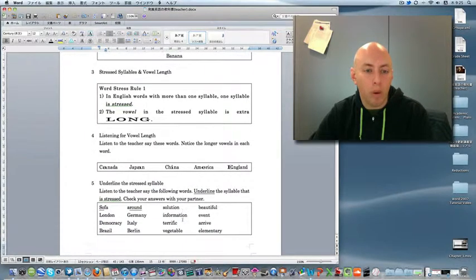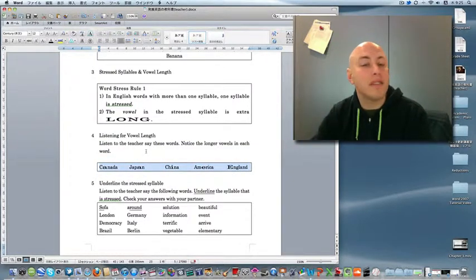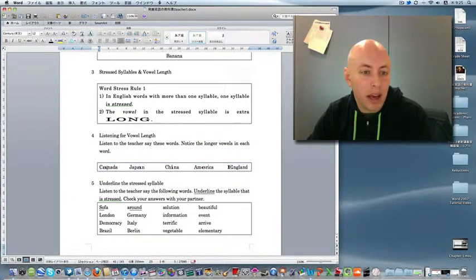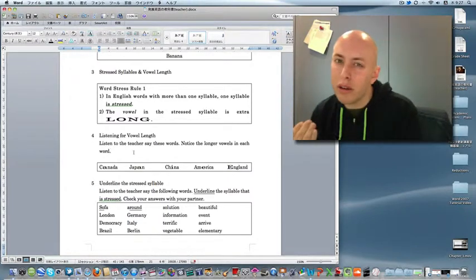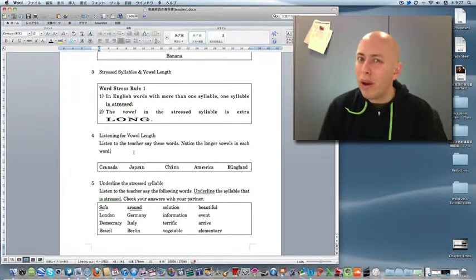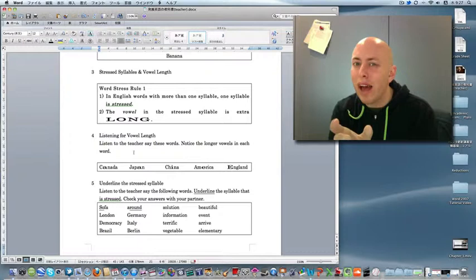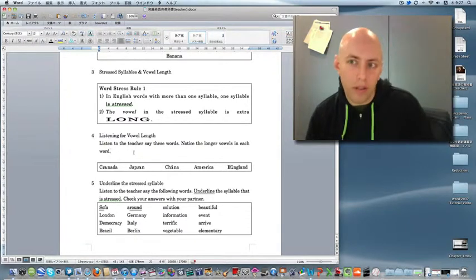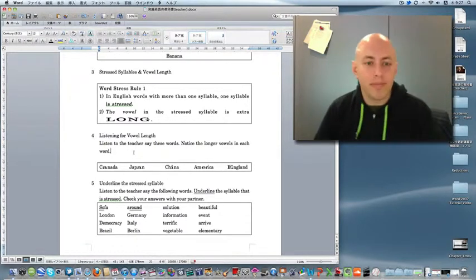Go down to number 4, listening for vowel length. You'll see that there are 5 words in the box. I'm going to pronounce each one a couple of times, and you'll notice that there are also bigger, darker letters in the words. These are the word stressed vowels. These sounds should sound a little longer to you. So just listen to the word, listen to how I say it, and notice that that syllable's vowel will be a little longer than the other ones. Ready? So here we go.